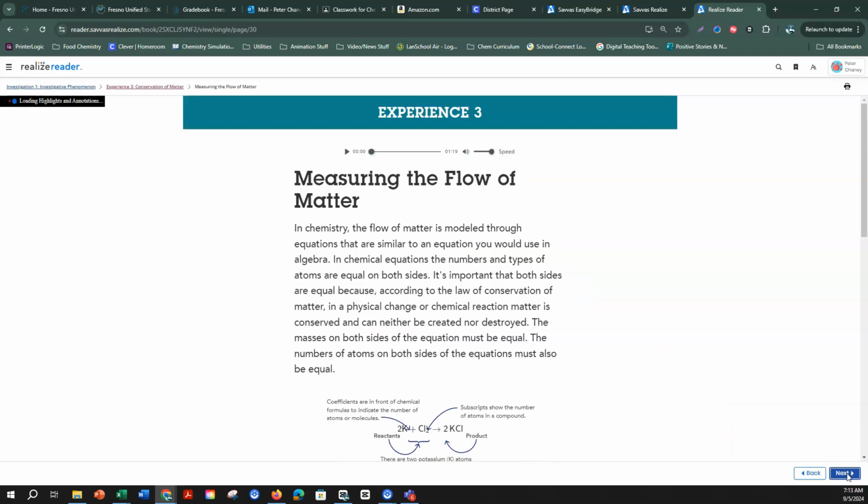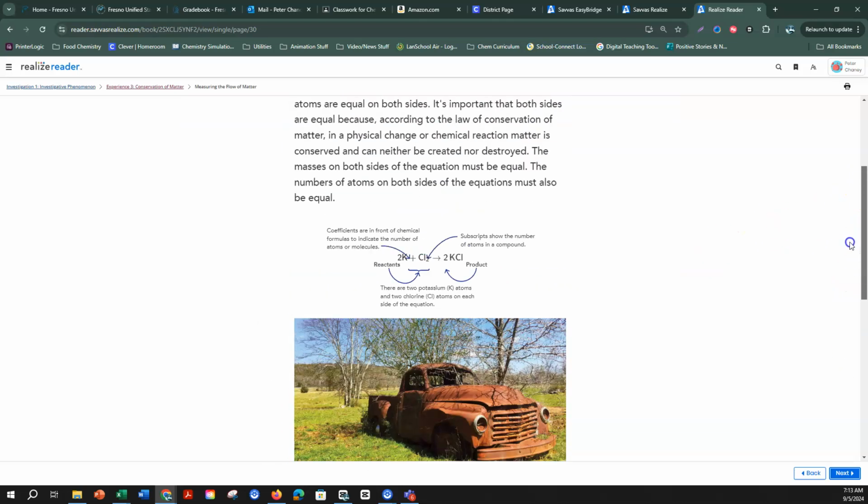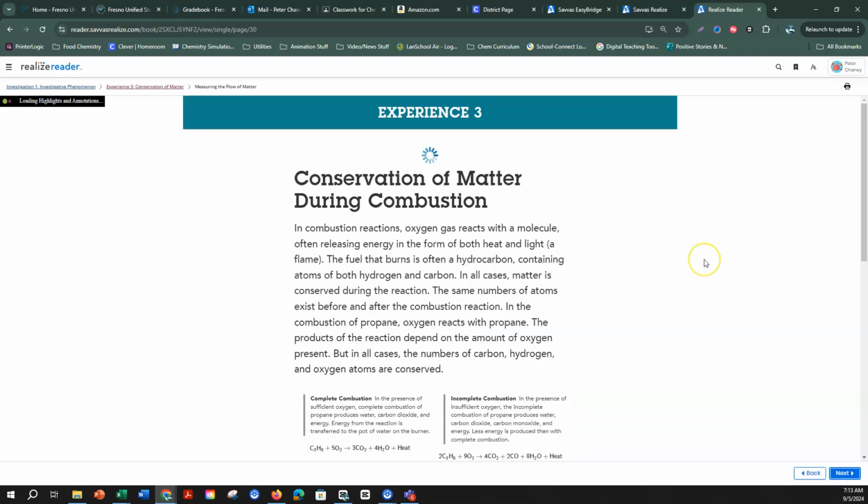Next page. Measuring the flow of matter. We did not go over anything on this section, so no notes there. Next page, we had some notes, just a highlight right there.